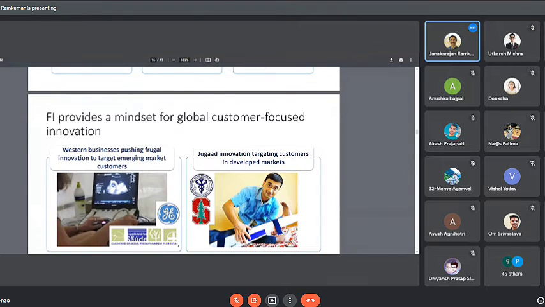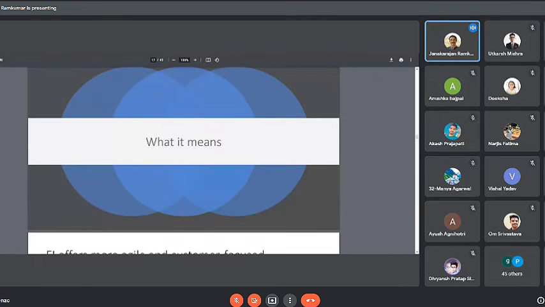When we talk about frugal innovation, it provides a mindset for global customer-focused innovation. You see ultrasonic, which is a frugal innovation developed here in India, and now it is by GE and shared across the country. Western businesses push frugal innovation in developing markets. So here is a jugaad solution he has developed, but this cannot be used for many applications in reality. So this is the West trying to give business to frugal innovation.